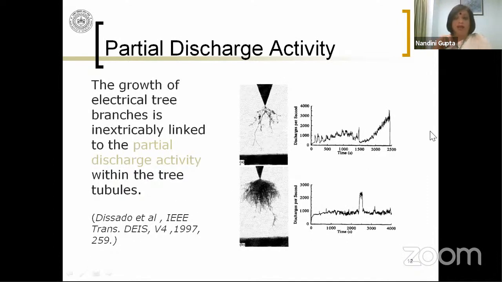Now, what I want to talk to you here, because we are not talking about treeing essentially, but what we need to understand, is how do these trees propagate? How do these branches increase? How do these branches grow? And that happens because once these erosion channels are created, within the tree channels, partial discharge activity takes place. So you have PD taking place within these tubules. And because of the stress mechanisms that I have just talked to you about, there is damage accumulating within the tree tubules and beyond the tree tubules, so that the tree tubules grow in size and more tree tubules are formed.